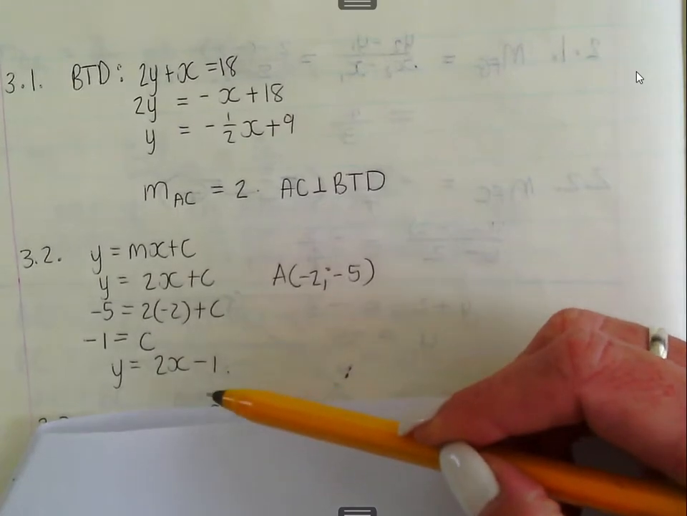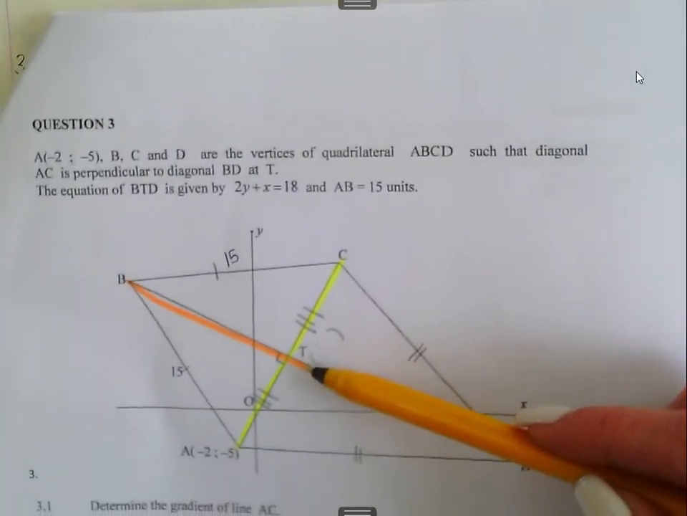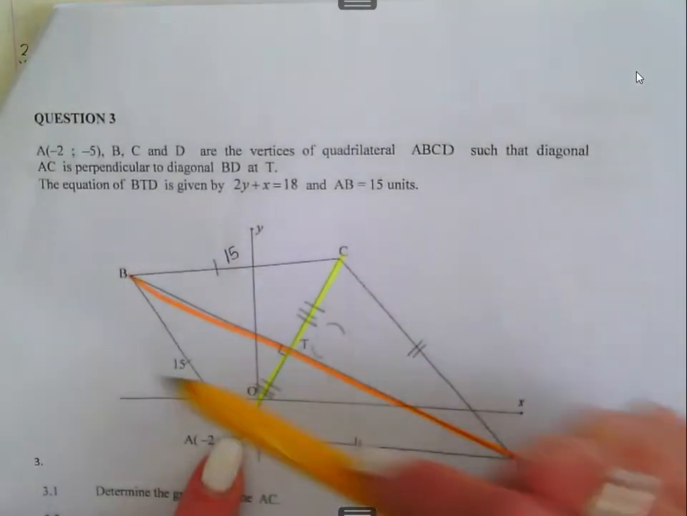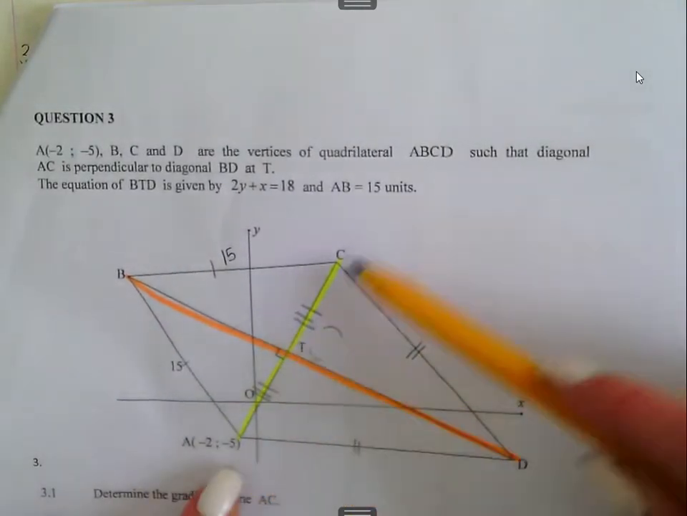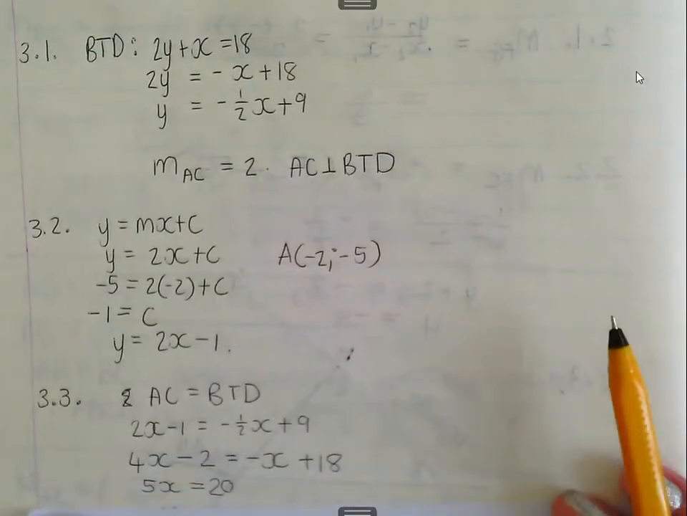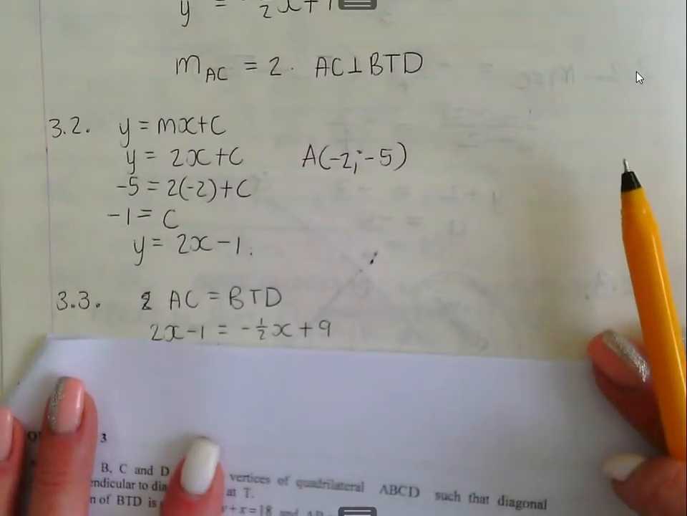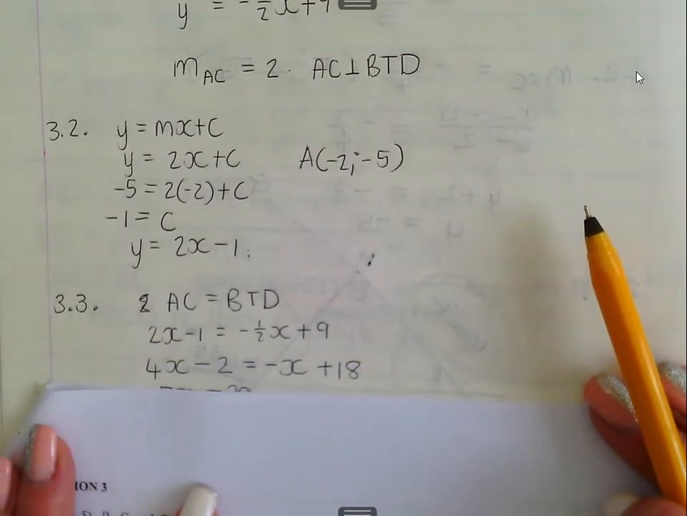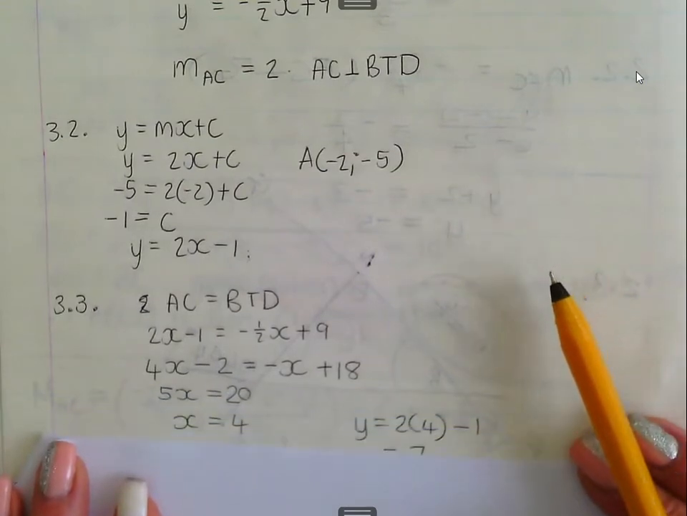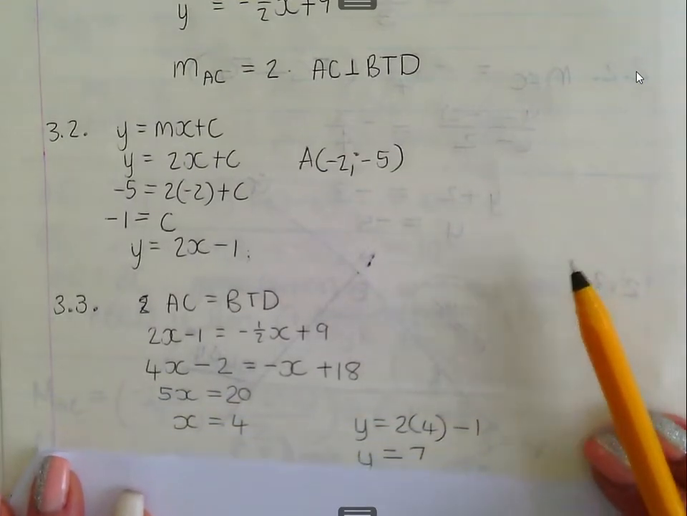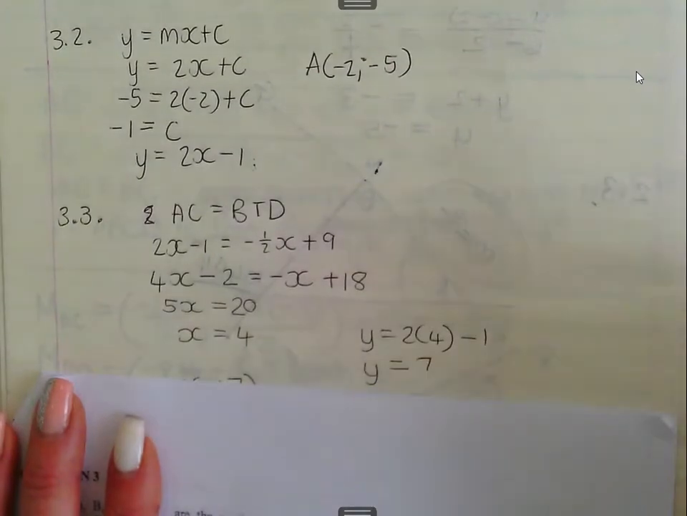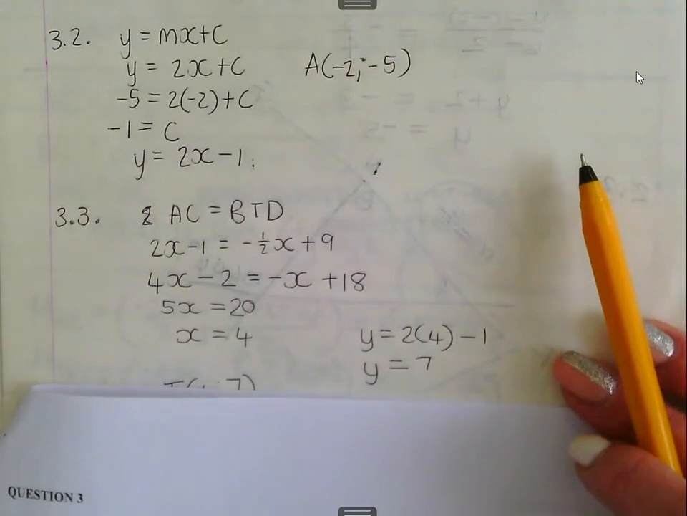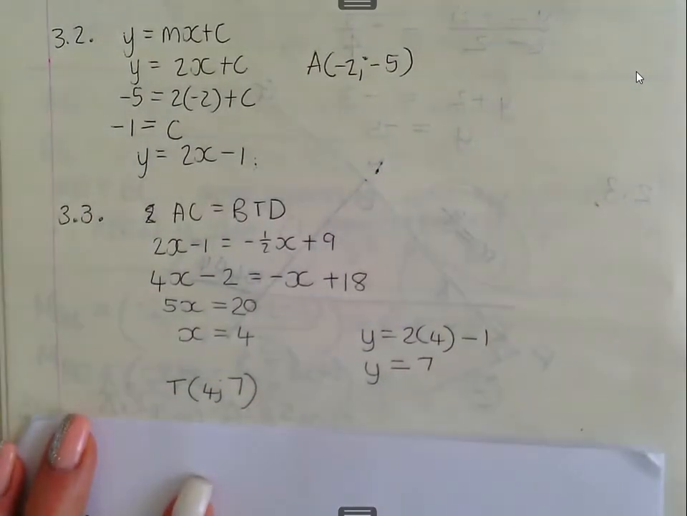They want us to find the point T, and we also spoke about this yesterday. Can you all see that T is the point of intersection between BTD and ATC? So we can just let those two equations be equal to each other. I multiplied everything with 2 to get rid of the denominator, and then I got x to be equal to 4. Substituted into either one of the two equations, and then I got y to be equal to 7. Therefore, T is (4; 7).